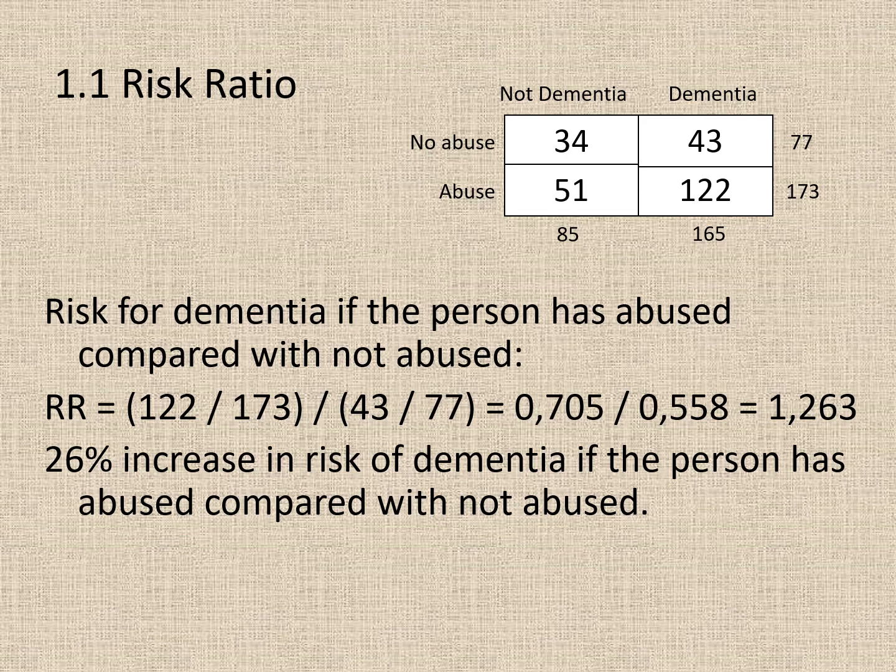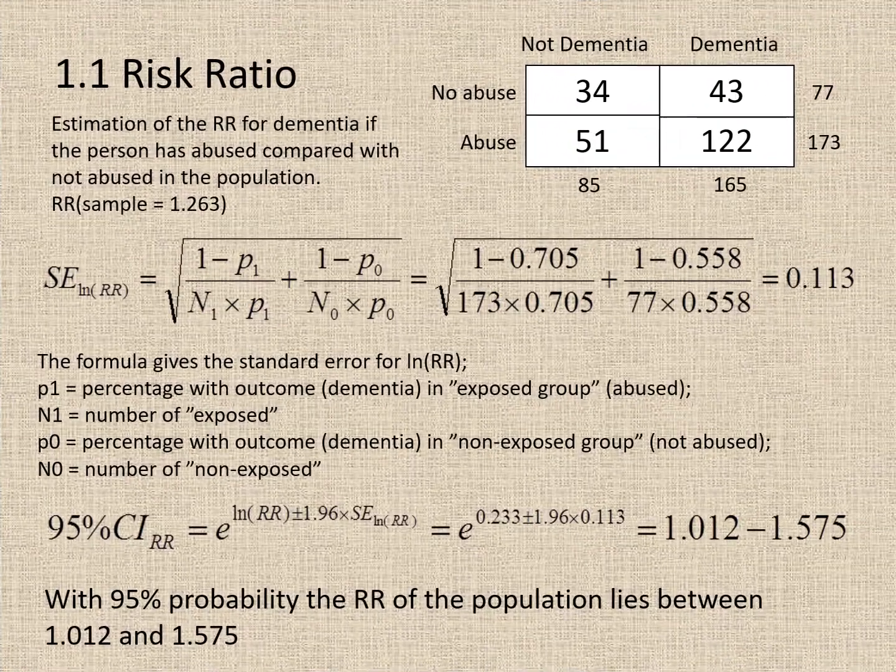Of course, usually we're not only interested in saying how it looks in our sample. We want to estimate how it would look in the population that the sample is representing. So we want to do some kind of significance test of this.